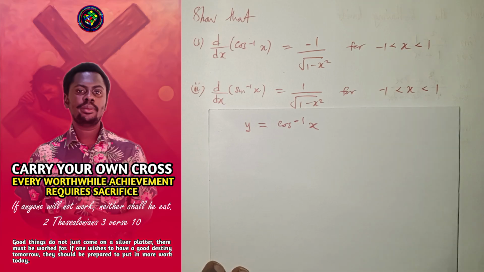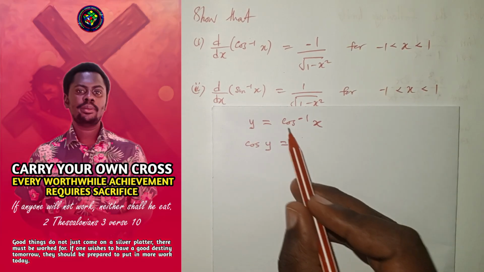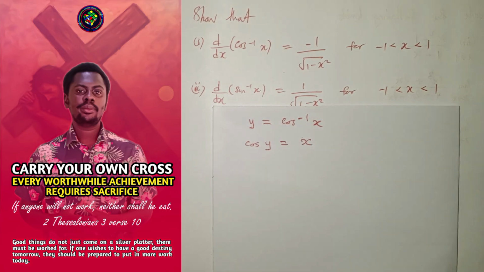Okay, so what we can do from here, we can introduce the cosine to cancel out the cosine inverse. We know that the reciprocal for cosine inverse is just cos. So introduce cos to both sides of the equation. So we are going to have cos y is equal to cos, and cosine inverse will cancel out. So cos y is equal to x. Then we differentiate this with respect to x.